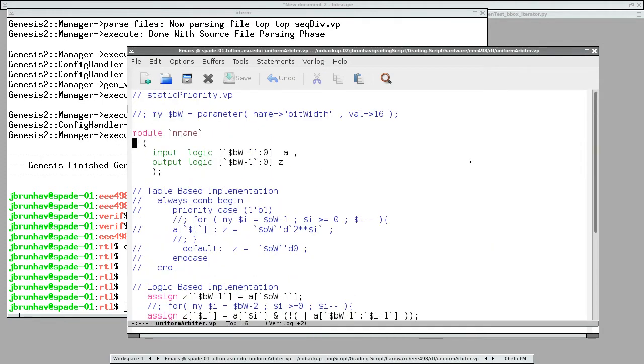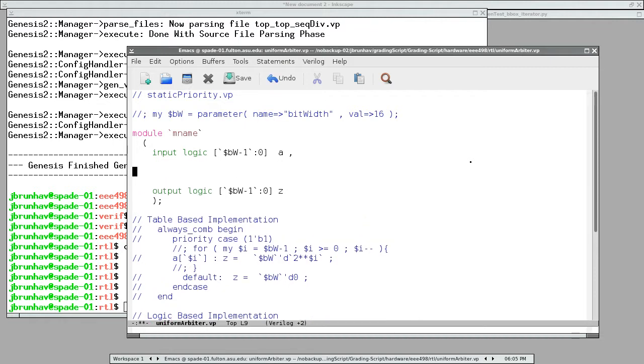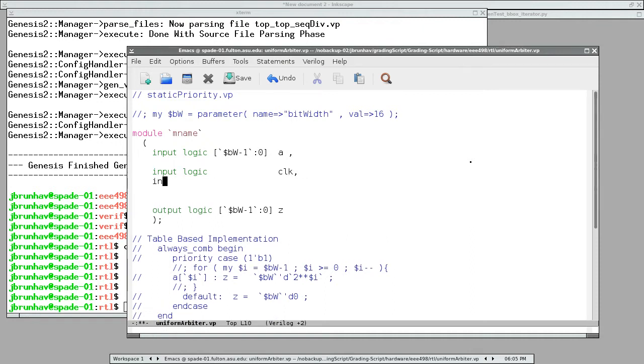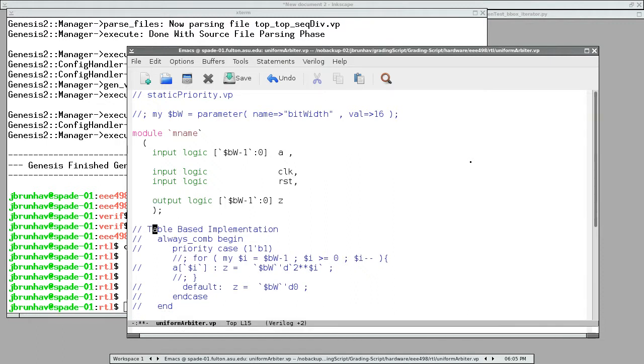So now we have our uniform arbiter. One of the ways that we're going to make our arbiter more uniform is that we are going to have some state to help us out. So if we're going to have some state, we need clock, and if we're going to reset that state, we need reset. So that's that.